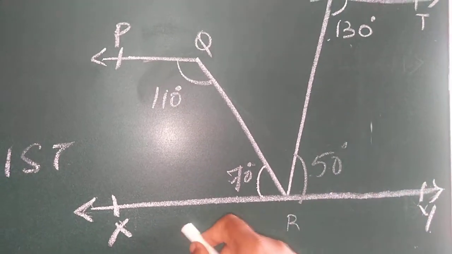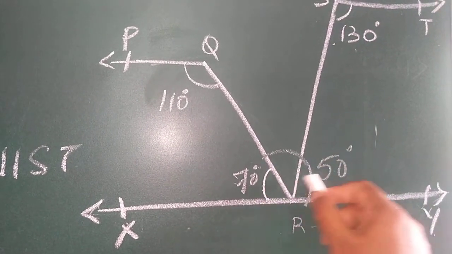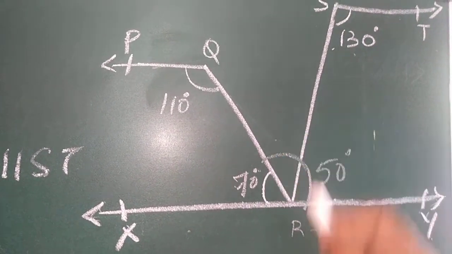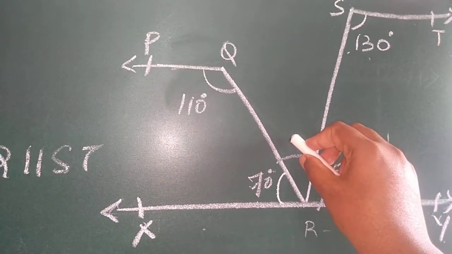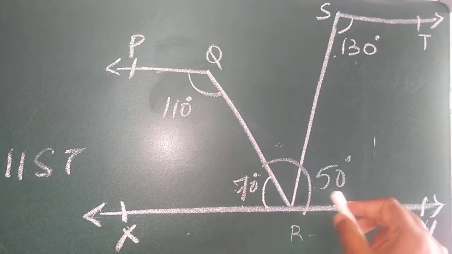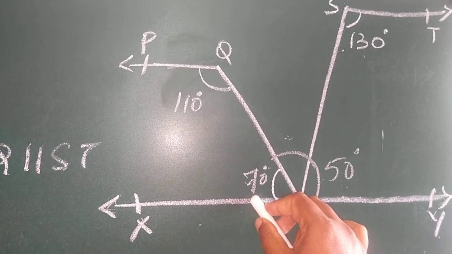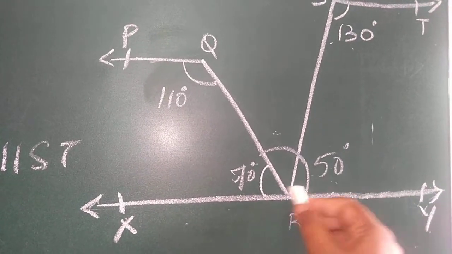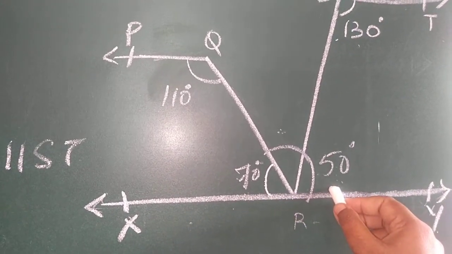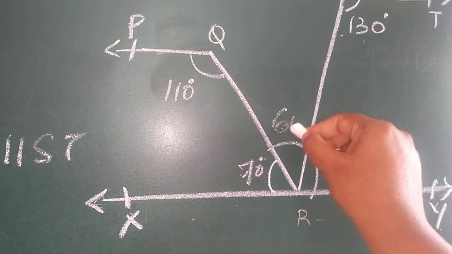Then all these three together form a linear pair, isn't it, children? 70 plus 50 plus X, I don't know this angle, so I mention it as X. So when I need to get this angle, I should subtract these two angles from 180 degrees. So 180 degrees minus 70 and also minus 50. So I will add these two. 70 plus 50 is 120. When I subtract from 180 degrees, I will get here angle 60 degrees.